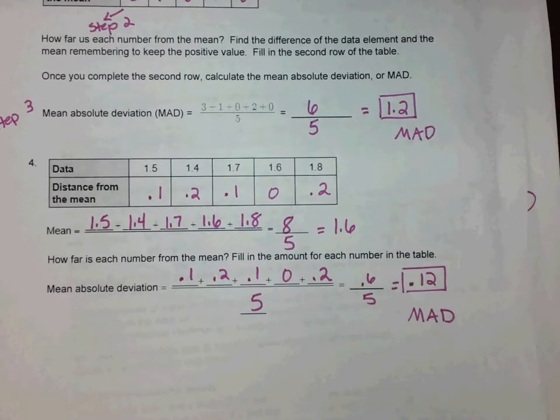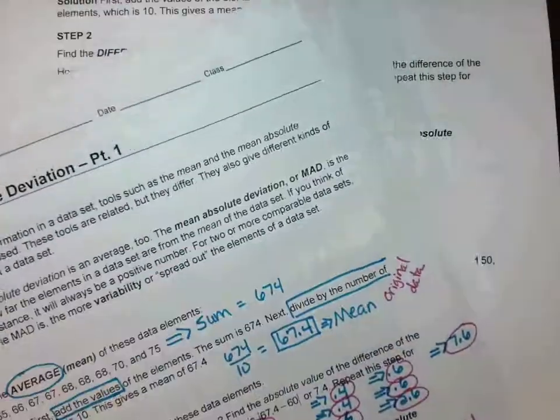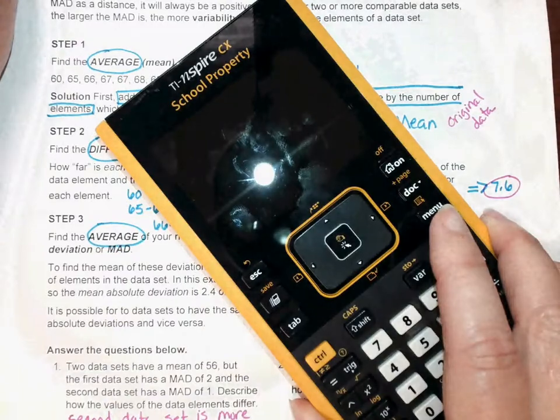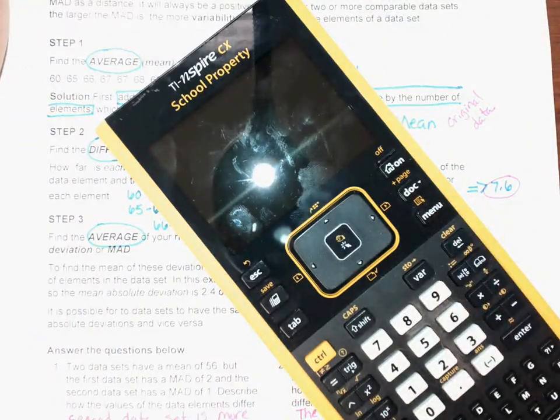That's it. 3 steps. The steps can be kind of tedious, but you have a calculator. Don't be lazy. That's it.